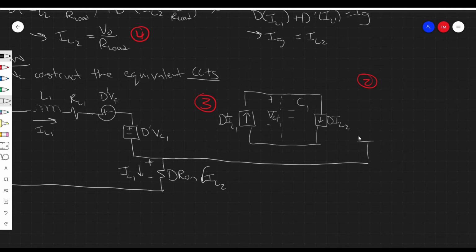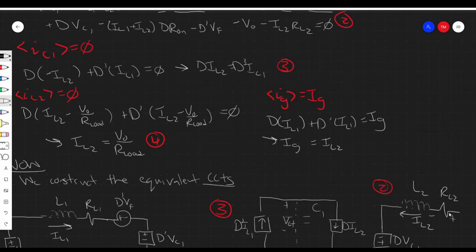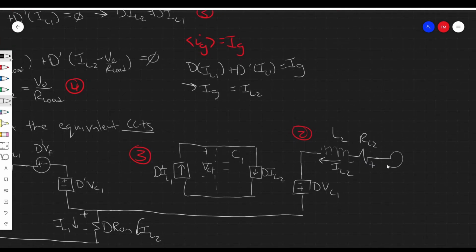So going back down here, if the voltage across this resistor points in this direction, then the voltage provided by this dependent source should point in this direction. So this is dVC1. Again, you just have to be careful when you're putting that together. So we can again imagine this inductor L2, and we can imagine the current IL2 flows through this loop. So this has some resistance RL2. We have minus D prime VF. So it should point in this direction, minus D prime VF.